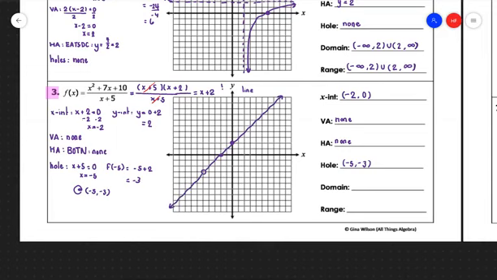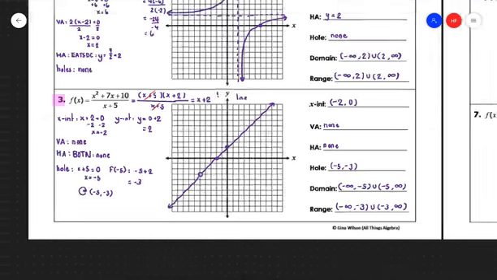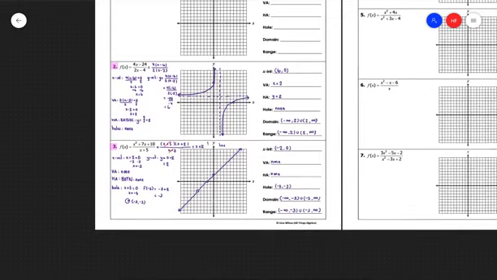Then our domain, all of our x values. It includes every single x value except where that hole is, and that hole's x value is negative 5. And same thing with the range, it includes everything except where the hole is, which the y value of that hole is negative 3. And then that's it for graphing that one.